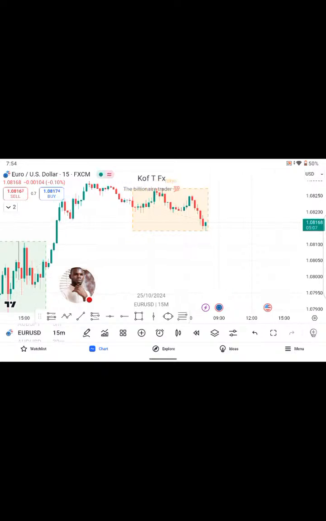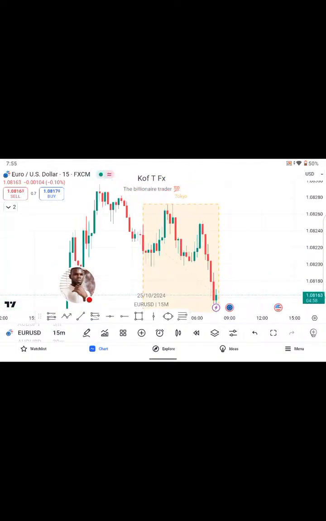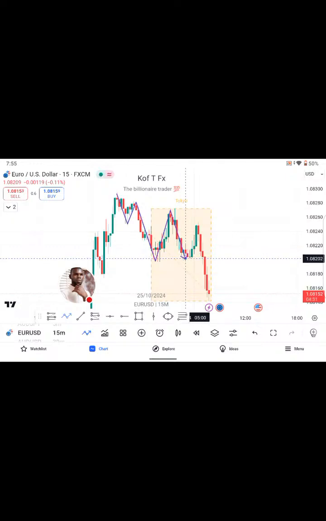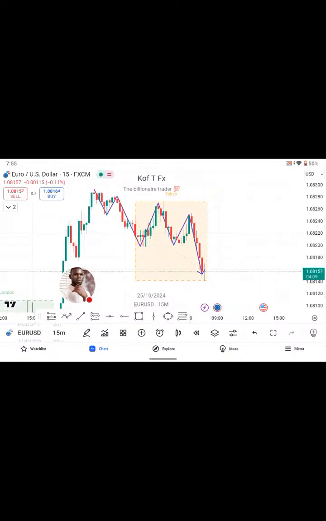So Euro USD. For Euro USD, there is no setup as well. So for today, there's tendency that I'm not going to take any trade today. Today making it the second week, I will not be taking any trade.